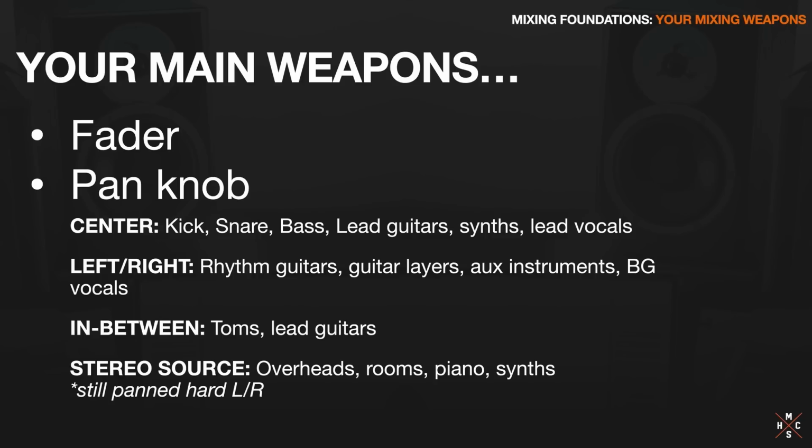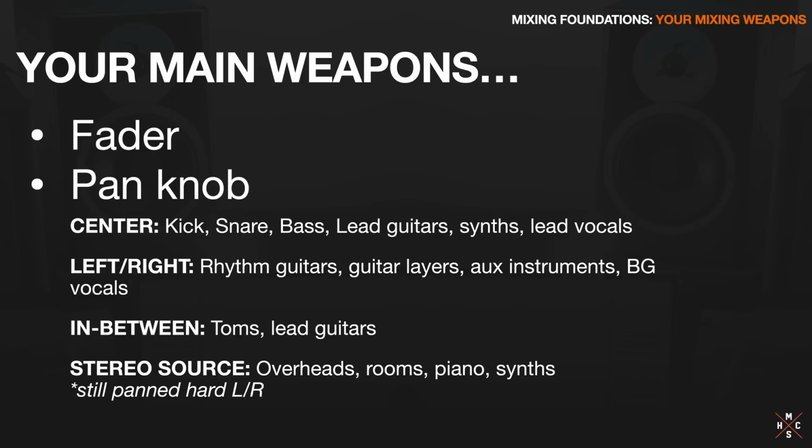Now the things that you would maybe pan in between center and hard left and right, your toms to create a realistic drum set image. Usually those are panned halfway in between the left and right. And lead guitars too. Sometimes, instead of having them right up the middle, fighting with the lead vocal, sometimes I'll pan them out 20 or 30% to the left or right, or sometimes even less, just a little notch off, just to help give it a bit of separation.